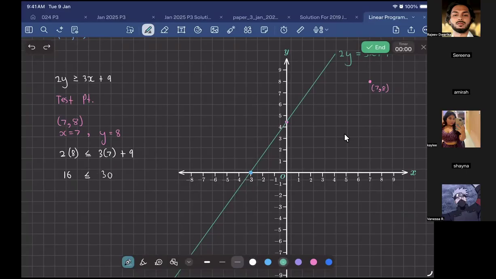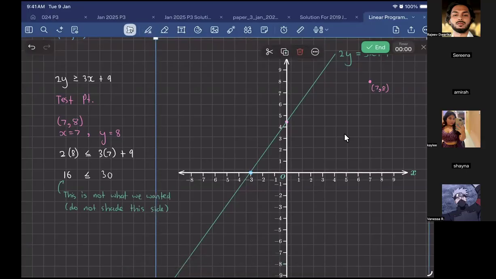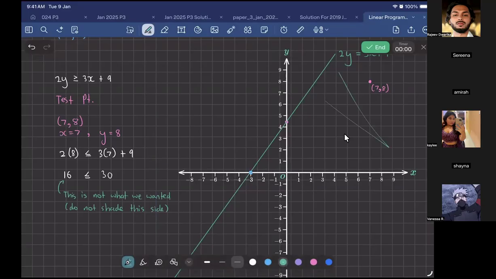Right? So this is not what we wanted. So in brackets, I'm going to put do not shade this side. So then if this is the case, Vanessa, which side would I have to shade? The left. Exactly. Serena, I believe you made a mistake because I saw you shade this side.